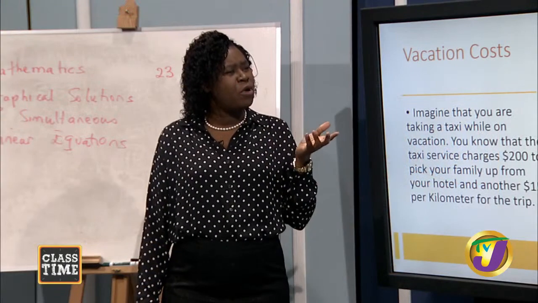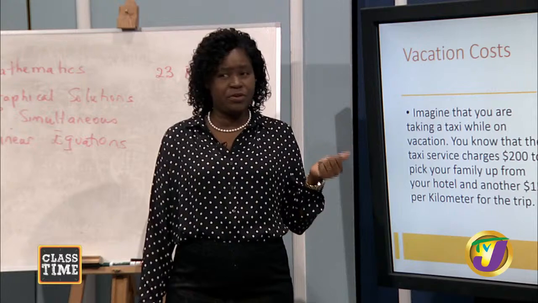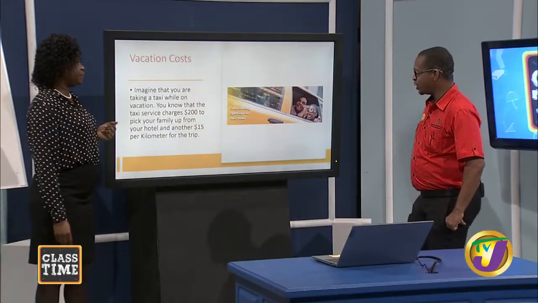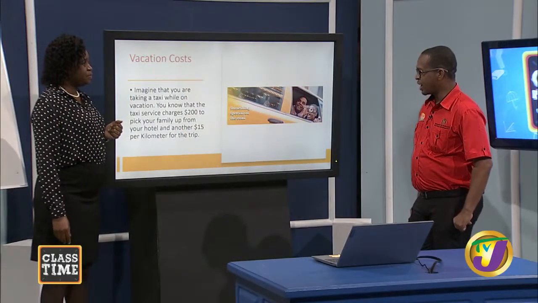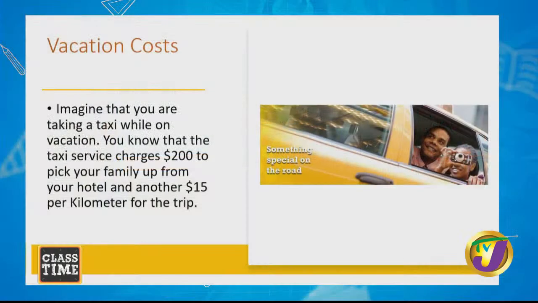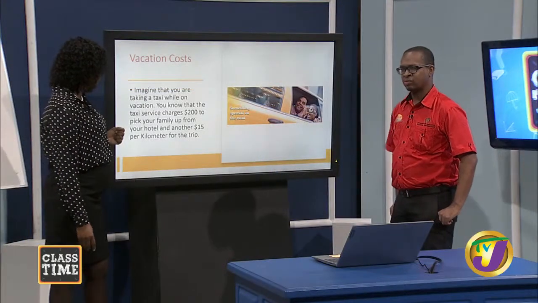What are some of the things that we'll need to create that graph? I'm seeing $200 as the fixed cost, because it doesn't matter how far the journey is, the taxi driver is going to charge us $200 at least. And he's going to charge us an additional $15 per kilometer. So we need to take that into consideration as well. So maybe we could set up an equation to represent this.